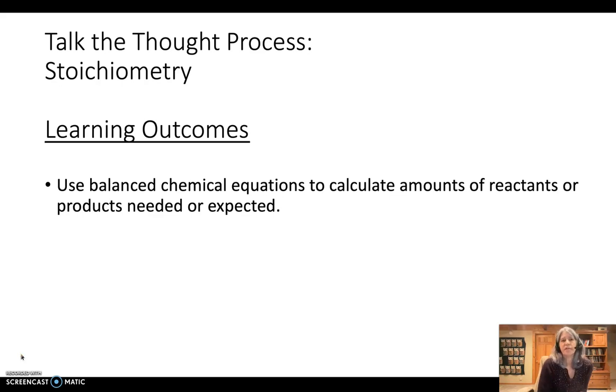So here on Talk the Thought Process, we're going to work on stoichiometry. This is where we use a balanced chemical equation in order to solve problems. It's like using a recipe to follow how we cook something. And we can use that recipe to determine how much of something we need or how much of something we expect. The same is true in chemistry when we have a balanced chemical equation.